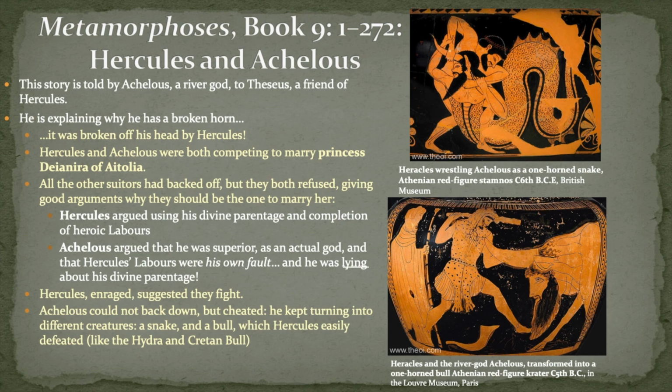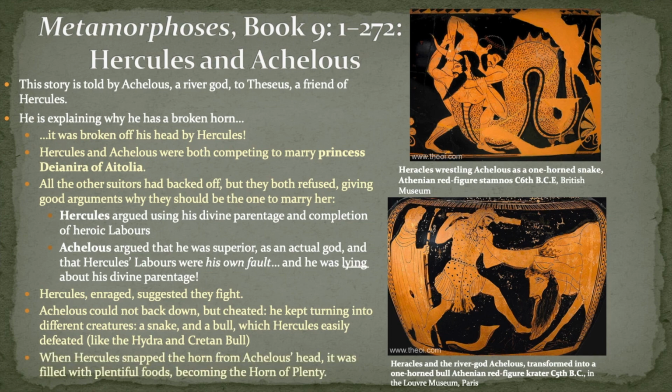When Hercules apparently snapped the horn from Achelous' head, it was immediately filled with plentiful foods and became the horn of plenty, the cornucopia. We see that in images of Demeter or Ceres, the Roman version, for example, that big, interesting, twisty horn that's full of fruit.